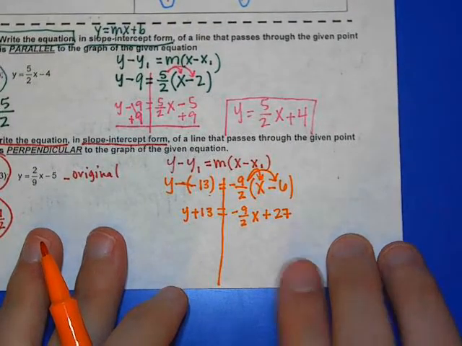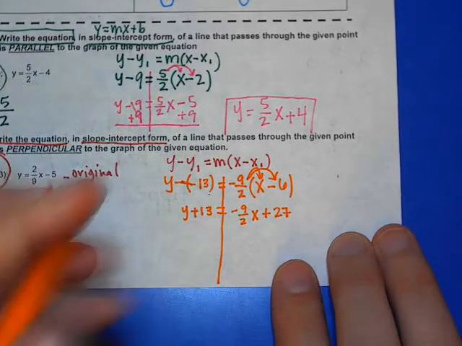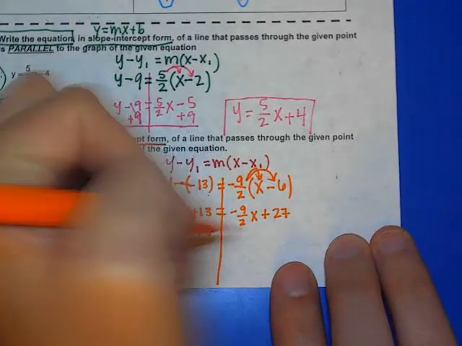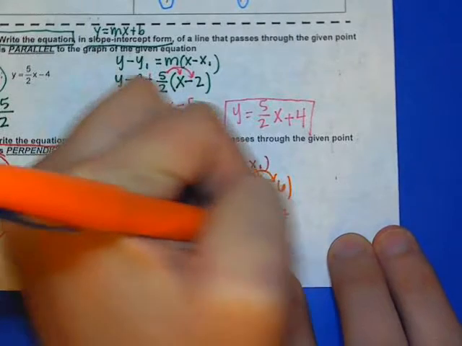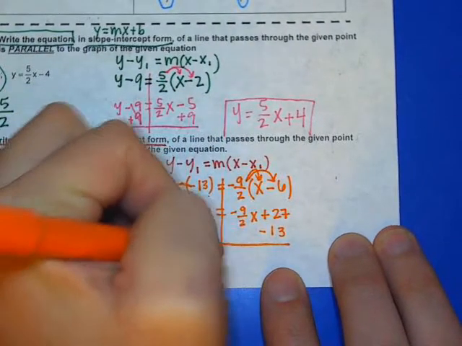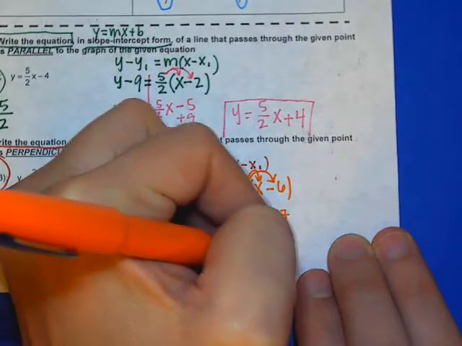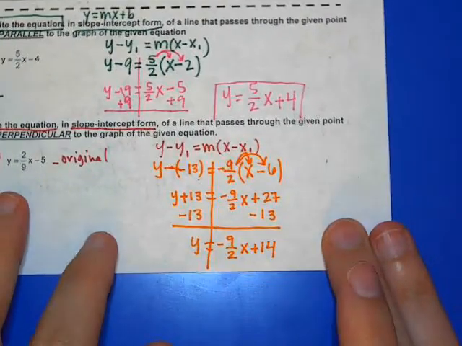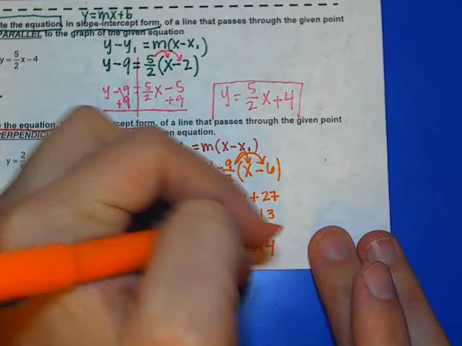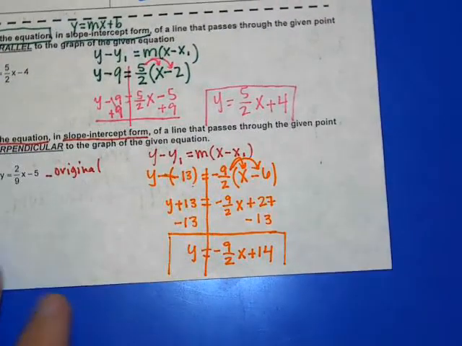Okay, is y by itself? No. Oh, gotta subtract 13. Line it up with its like term. y equals negative 9 over 2x plus 14. Is that y equals mx plus b? Yes. Yep. That's my answer.